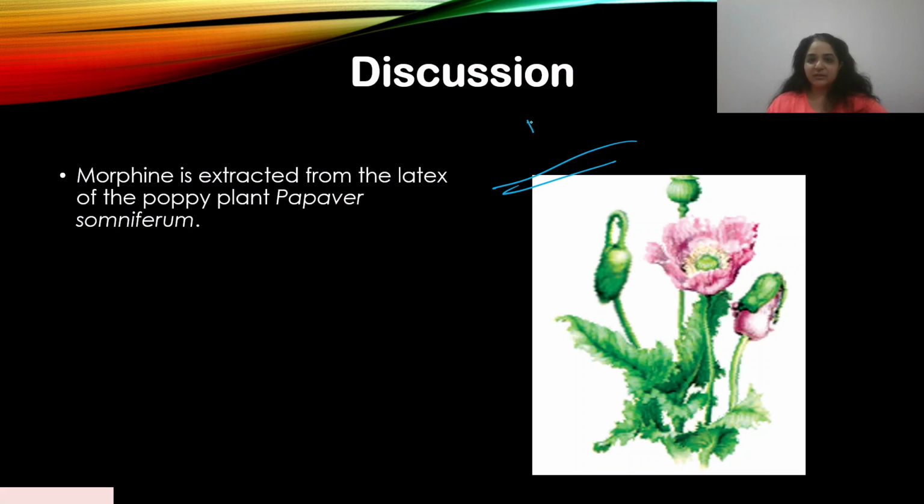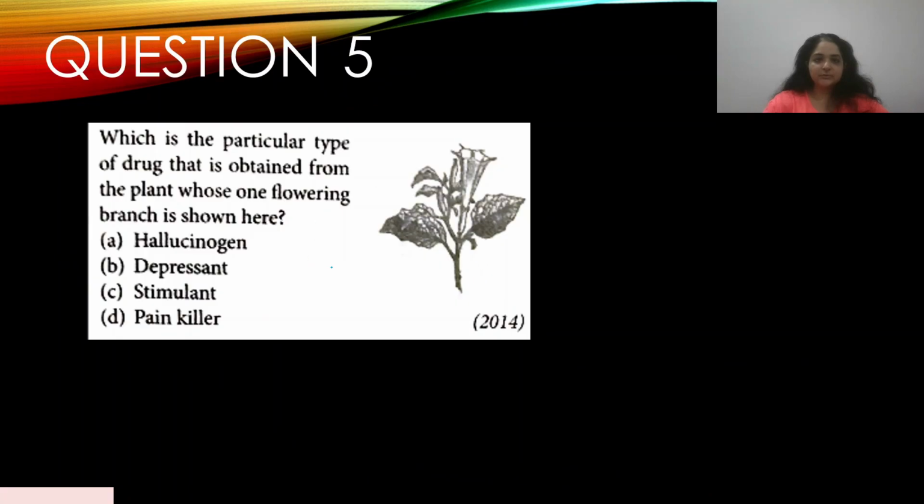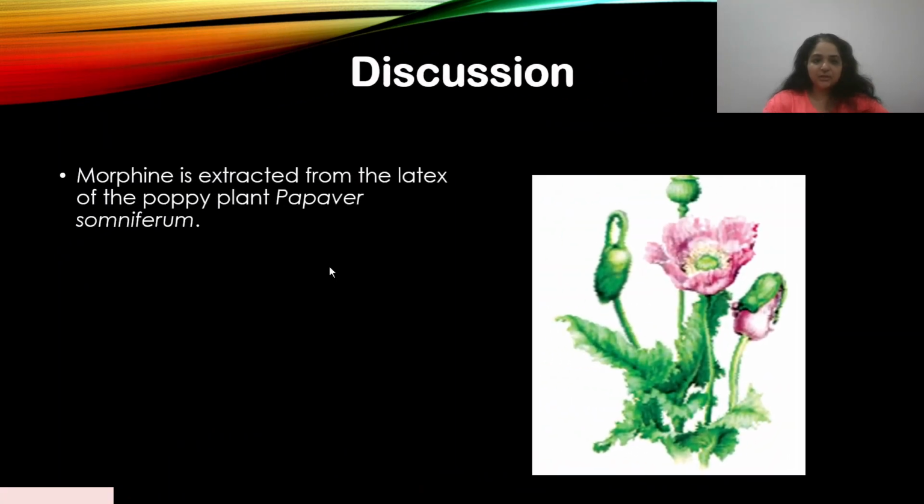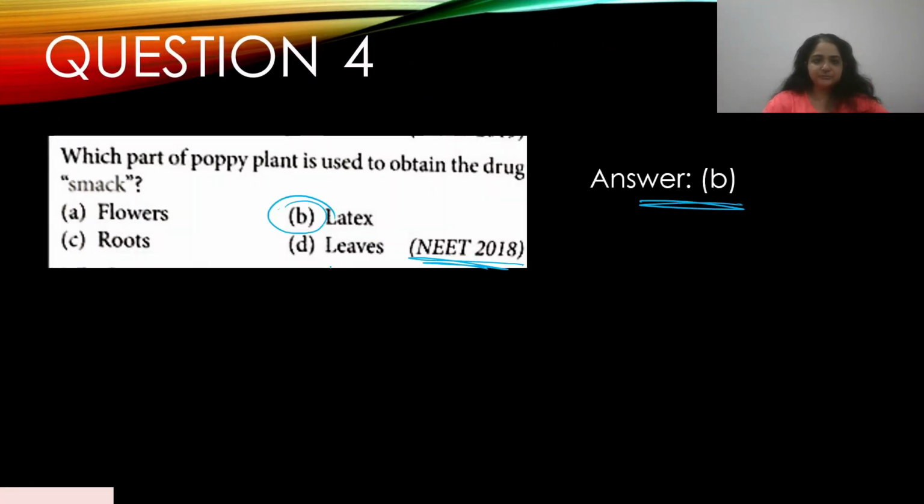So you see this diagram here. It's taken from NCERT, so it should be familiar to you. Okay, they've given a diagram, a picture of the poppy plant. So morphine, we know, is extracted from the latex of the poppy plant. Sorry. Let's go back to the question. They've just mentioned poppy. Which part of the poppy plant? Yeah, latex.